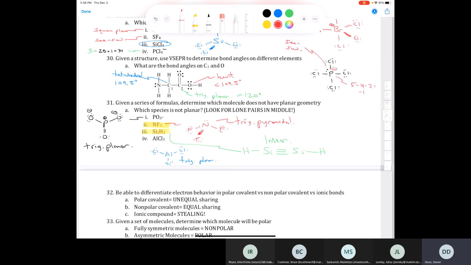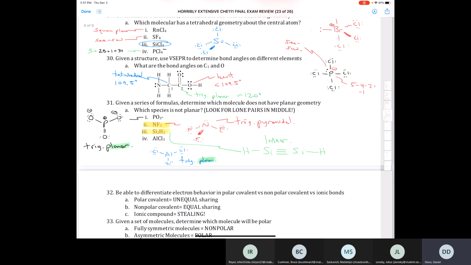All right, there we go. Well, so we had 2 that are planar, right? A and 1 and 4 are both planar. Okay, let's move on from there.